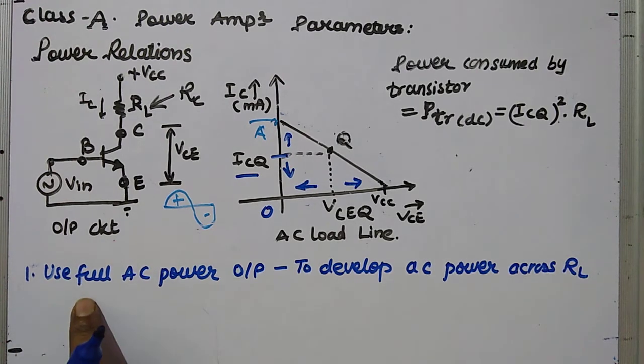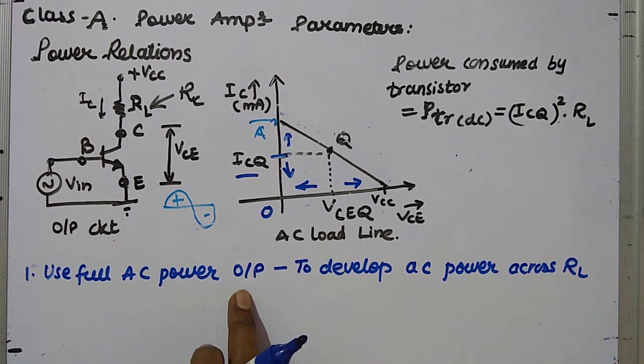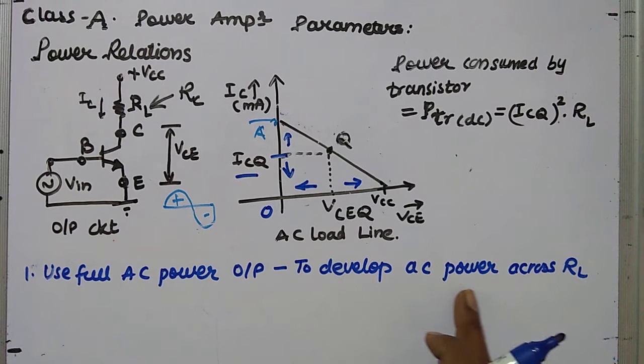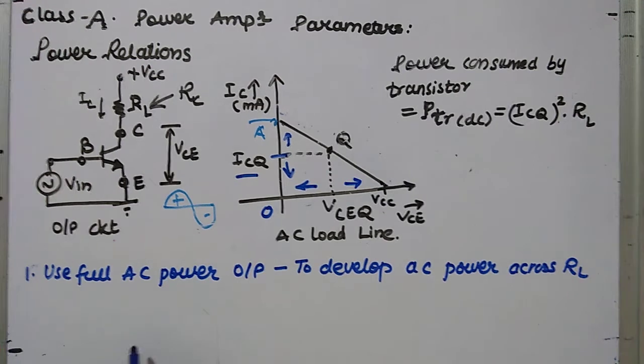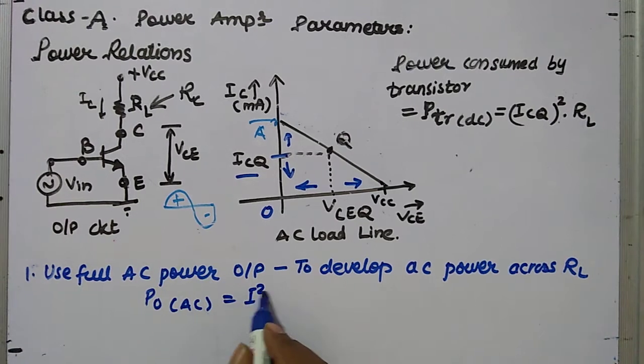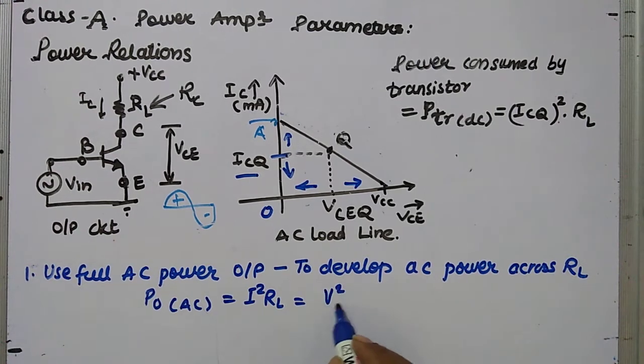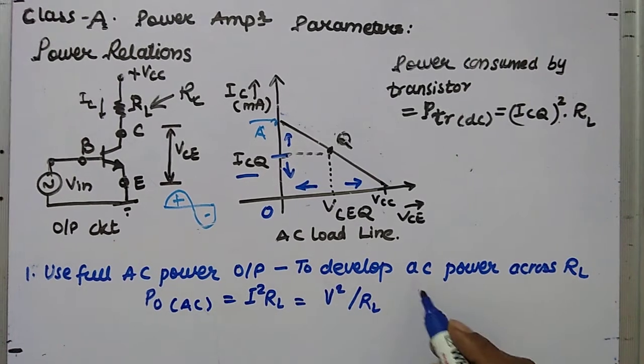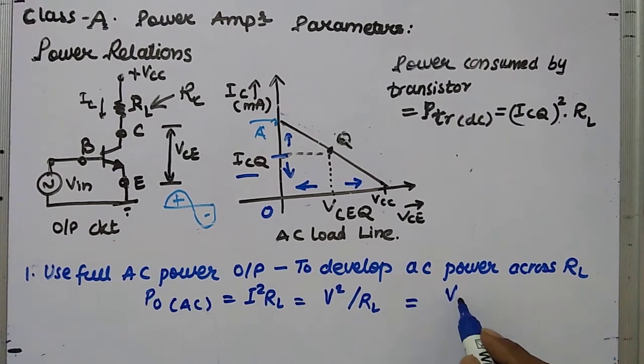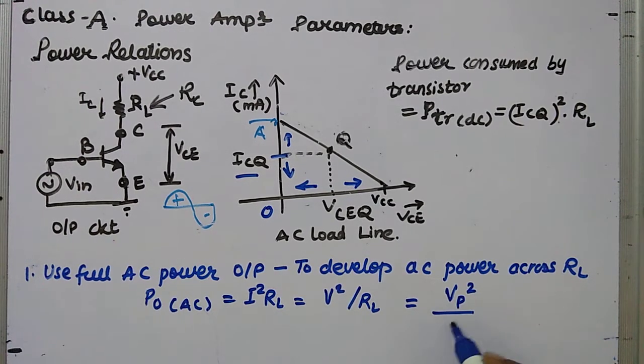So part one is the useful AC power at the output. This AC useful power at the output is used to develop the AC power across the load resistor. Now its value is given as POAC. It is equal to I square RL. It is equal to V square by RL. So it is a normal power relation. If we simplify it further, it will be Vp square divided by twice RL.